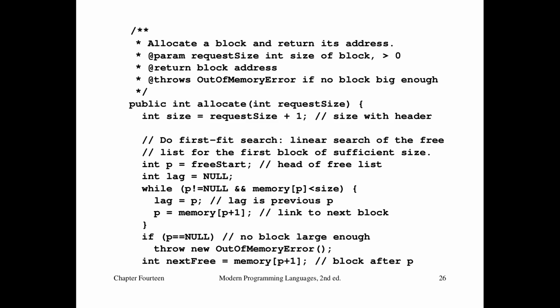So that's pretty simple. We just walk through, looking at the next item after the first block, which tells us the size, and we say, okay, that's how big it is. If we can't find any block that's large enough to hold the requested size, then we throw an out of memory error. All right.